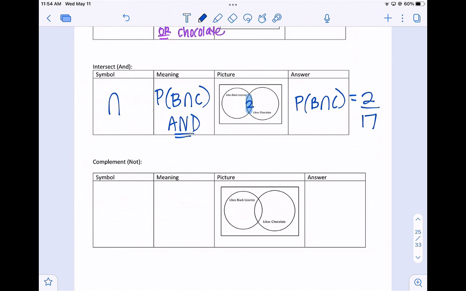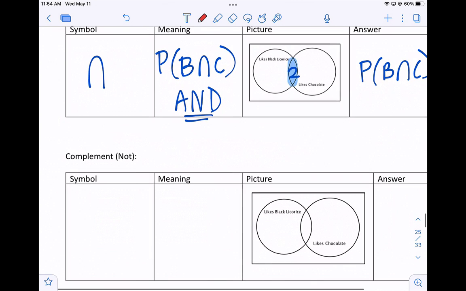And then not, there's a few symbols for not. Let's make this red. You might see the wavy line. You might see a line that looks like that. Oh, I should put the symbols right here. And so the meaning of that is not.